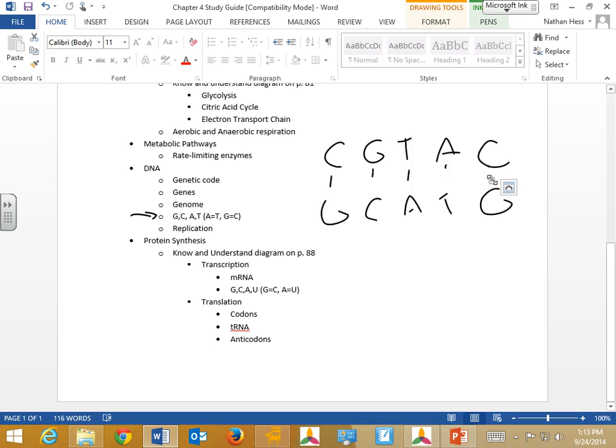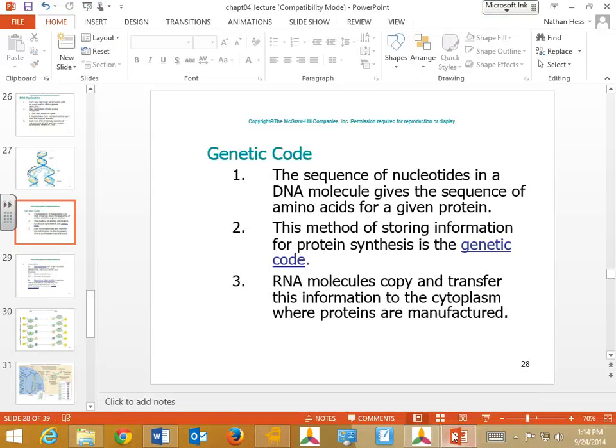I'm not looking for the super details. Okay? How it unwinds, bringing the base pairs in, you end up with two new strands of DNA. Good. Back to our PowerPoint.